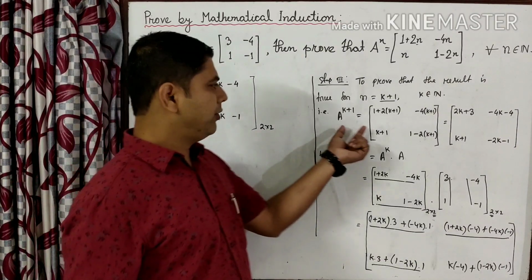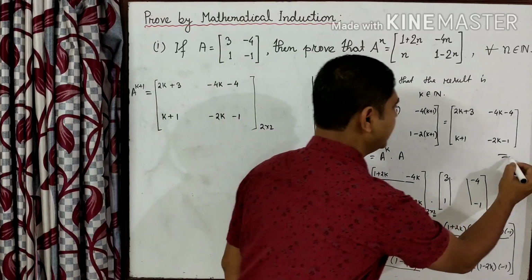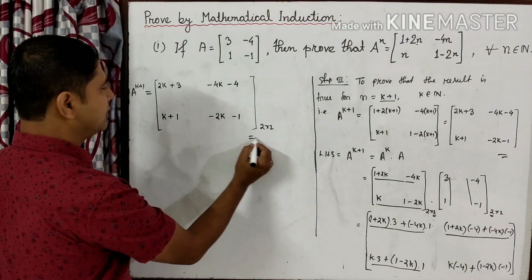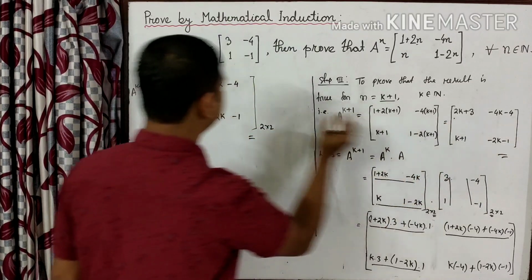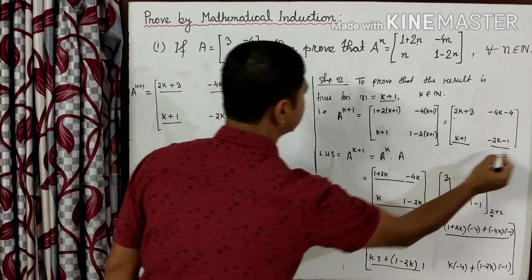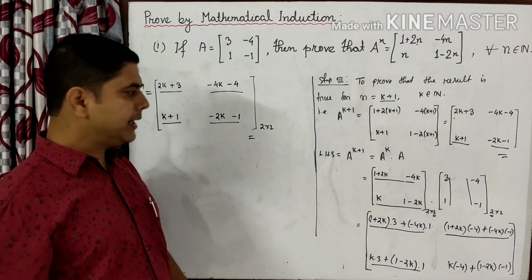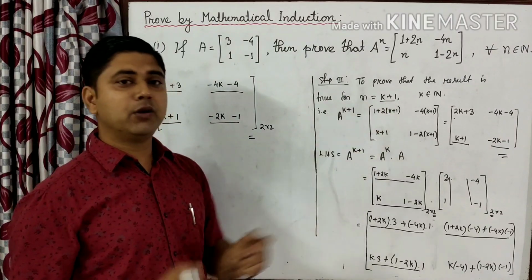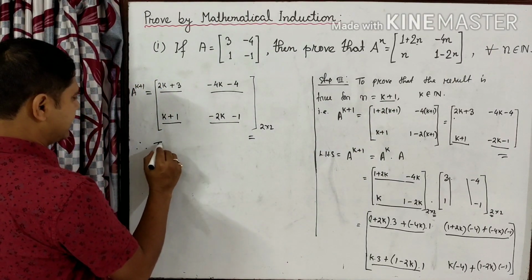Now you have to prove which one? A to the power k plus 1 equal to this one. Here the same element: twice k plus 3, minus 4k, minus 4k plus 1, minus twice k minus 1, minus twice k minus 1. That means the result is true for n equal to which value? K plus 1.